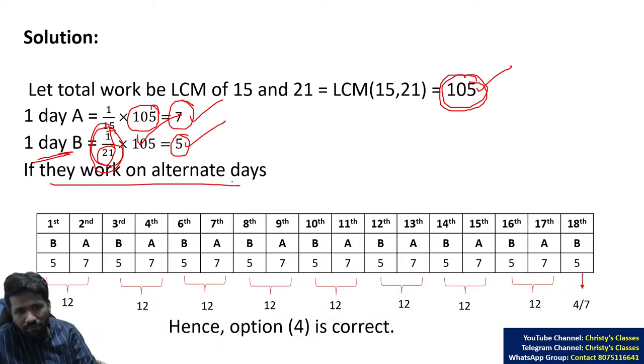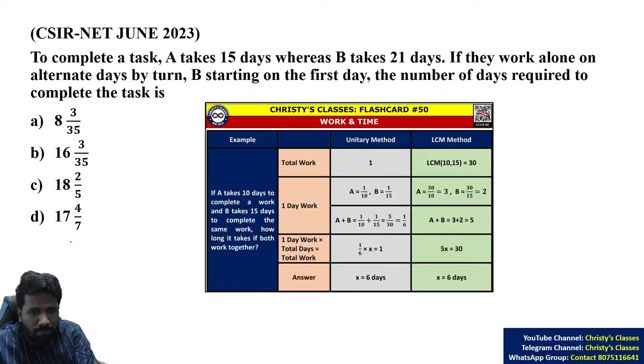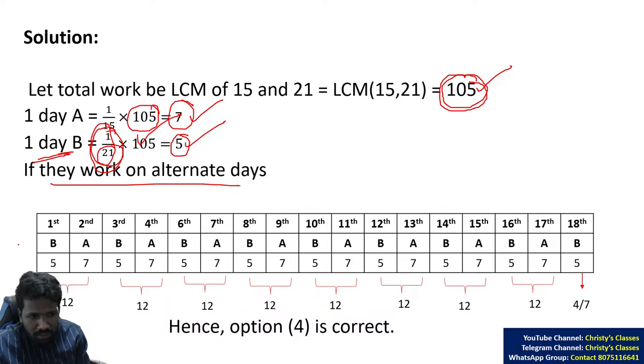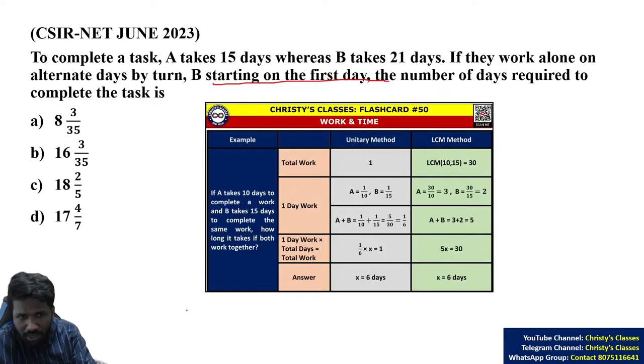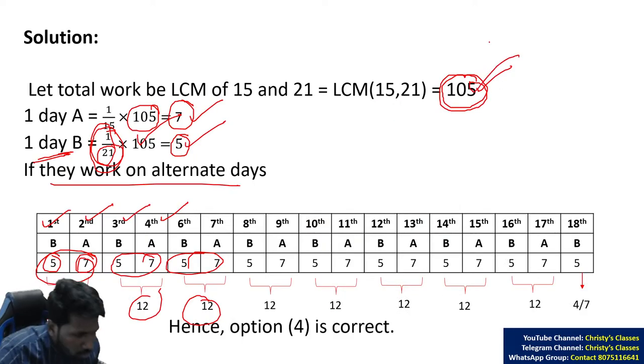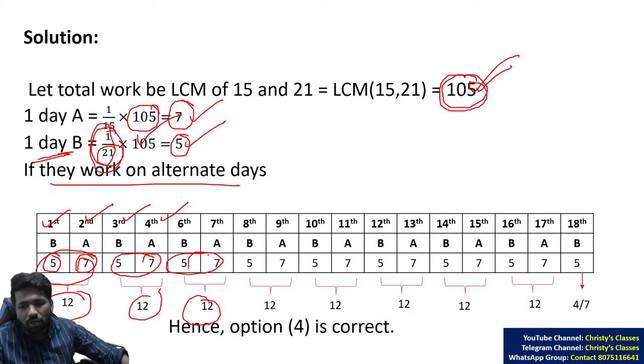Now, the question says they work on alternate days starting from B. B starting on the first day. Alternate days means first day B, then A, then B, then A. So first day B means B will eat 5 chocolates. Second day A means 7 chocolates. So 5 plus 7, 12 chocolates. Again 5, 7, 12. Again 5, 7, 12. You need to make this into 105. Total work means 105 chocolates. So 12, 12, 12, 12, 12.